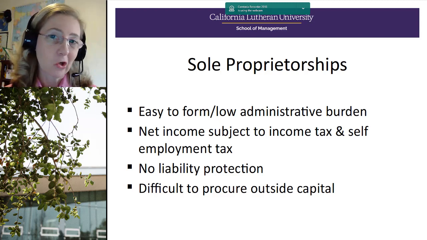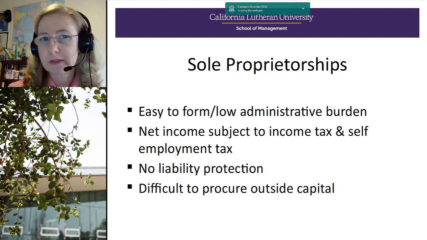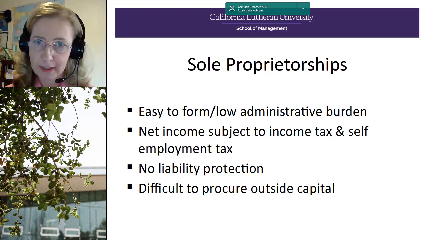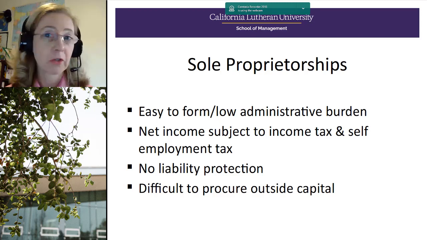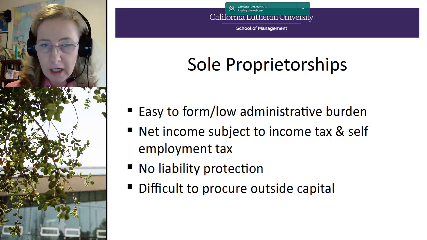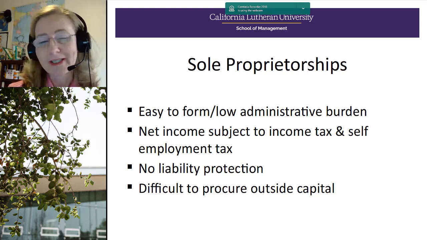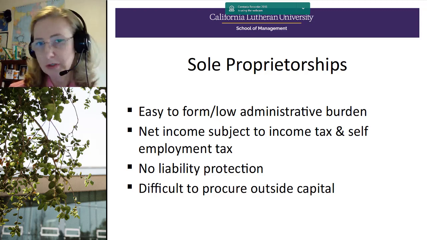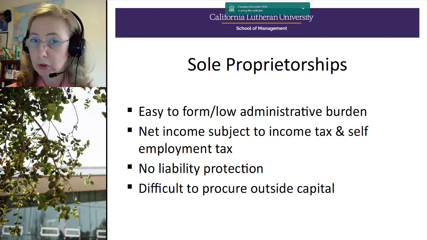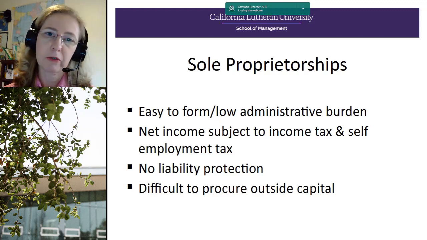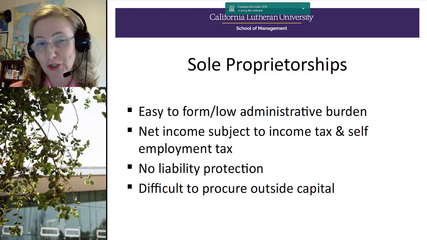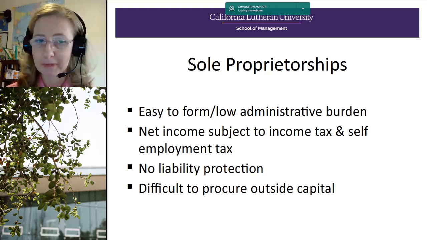It is the easiest to form and has the lowest administrative burden. If you decide to open a small business, you are a sole proprietorship unless you do something else to make yourself a different type of entity. So that's pretty easy. Net income from the business venture is subject not only to income tax, but also to self-employment tax, and that's that payroll tax burden that we see as employees. But if you are self-employed, remember you're paying the employer as well as the employee portion. So there are 2 layers of taxation for proprietors: income tax and self-employment tax.